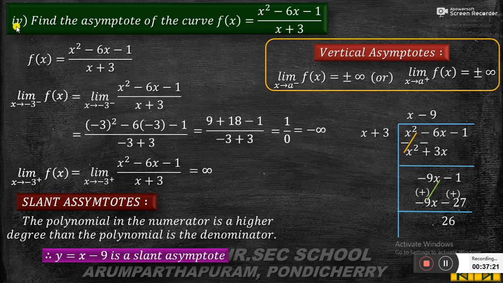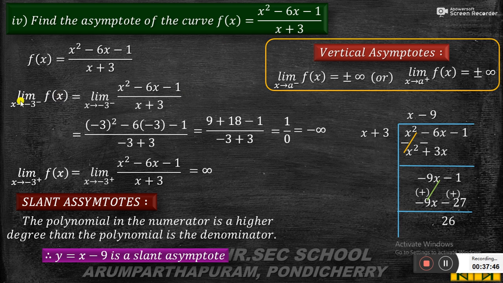So now we discuss the fourth subdivision, f of x equal to x square minus 6x minus 1 by x plus 3. I write the given function. Now I take the left hand limit, that means you take the denominator, x plus 3 equal to 0, so x equal to minus 3. Therefore limit x tends to minus 3, the power minus means it represents the left limit.